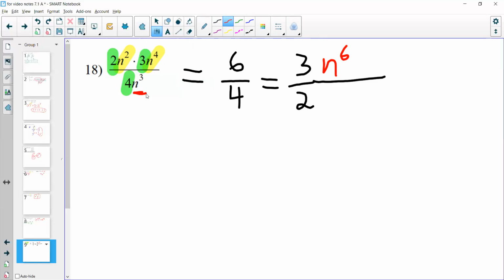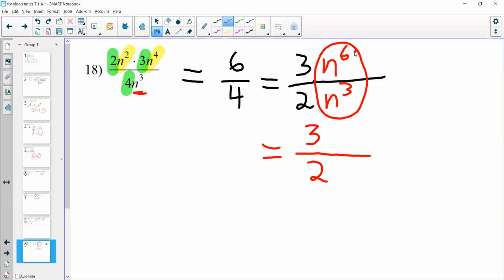This n cubed will stay, but I still have one more step to finish this, and that is to simplify the n variables. 3 over 2 is going to stay, but the n to the 6th over n cubed is a quotient rule. So I'm going to leave my n in the numerator and subtract the exponents. 6 minus 3 is 3. So that's my answer.